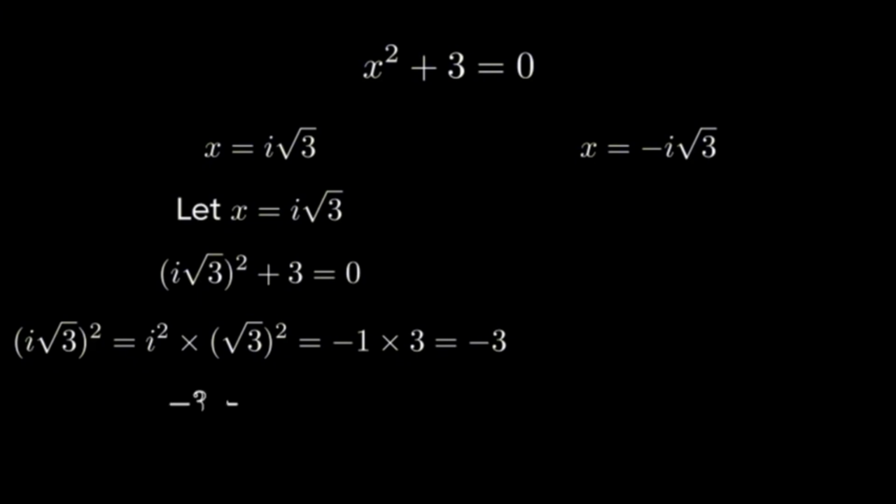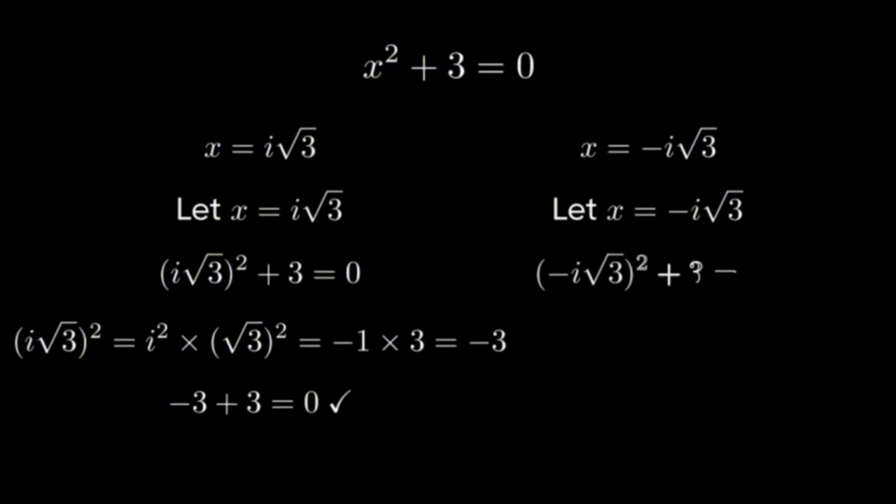Substituting this value back into our original equation, we get negative 3 plus 3 equals 0, which is true. This confirms that i root 3 is indeed a solution to our equation, even though it's not a real number. Let's follow the same process for our second proposed solution, negative i root 3. We'll substitute this value into the original equation.